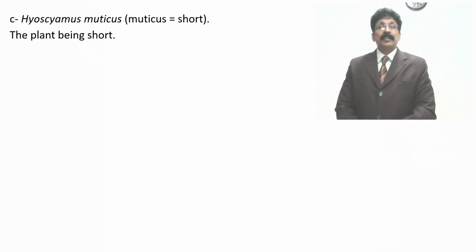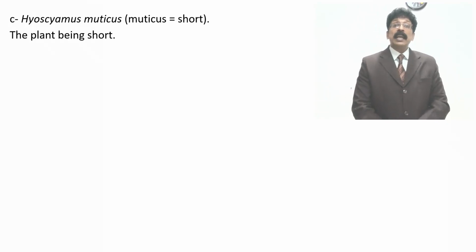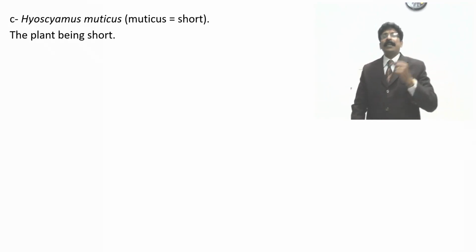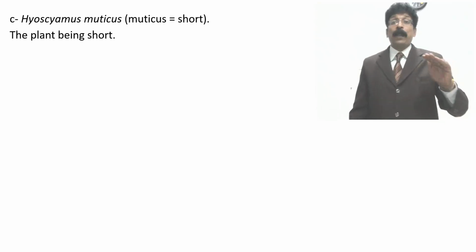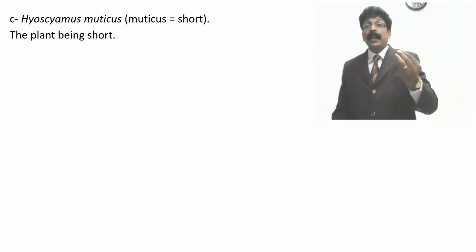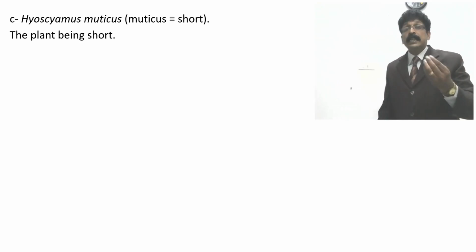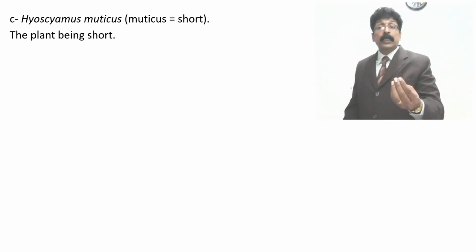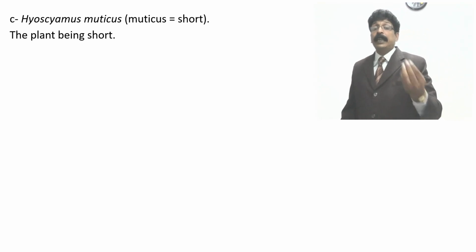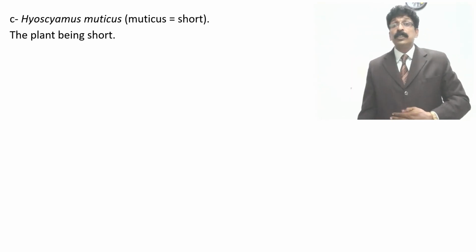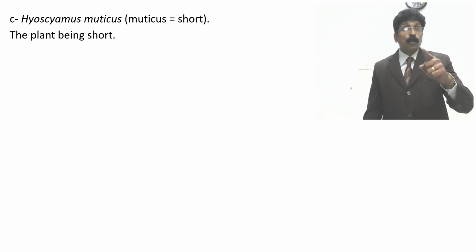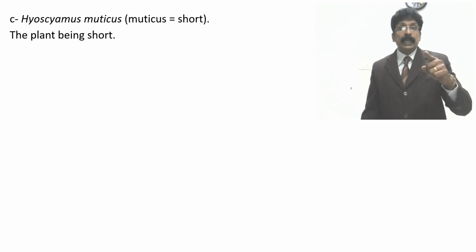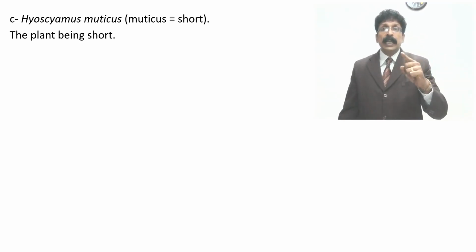Third one you can see, Hyoscyamus muticus. What do you mean by muticus? Short. Hyoscyamus is a Solanaceae plant which contains hyoscine, a tropane alkaloid derivative. You will study in detail, the degree students, even the structure of the compounds present in the Hyoscyamus. We are now talking about the botanical name, muticus. What is the relationship for the species name muticus?